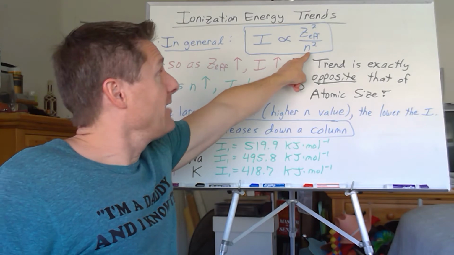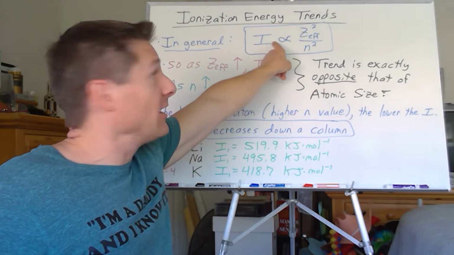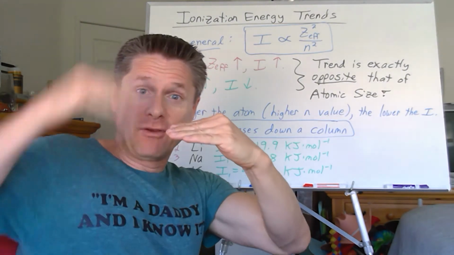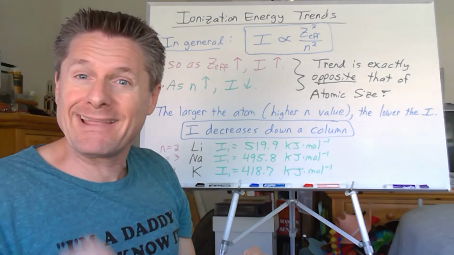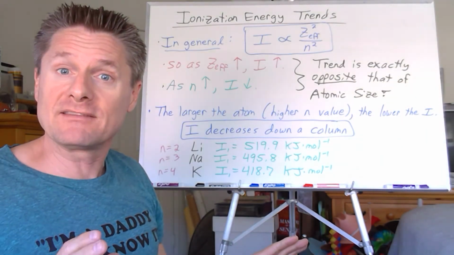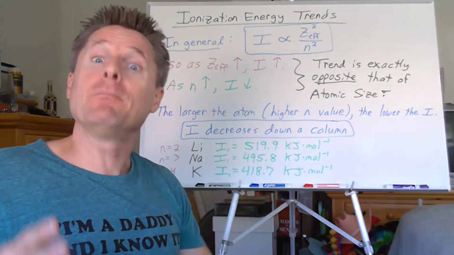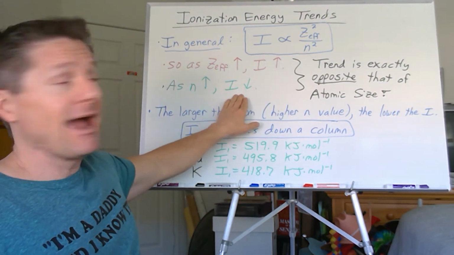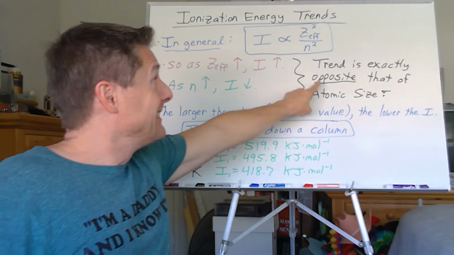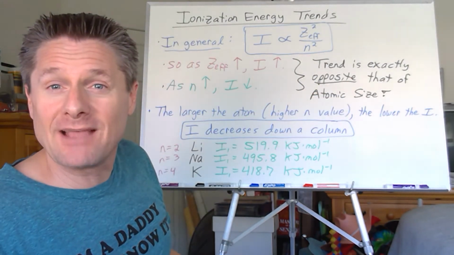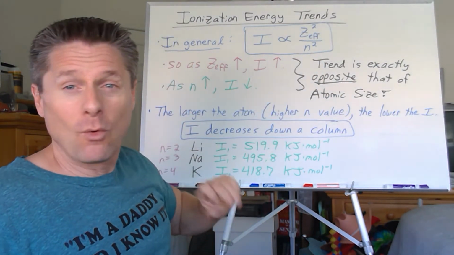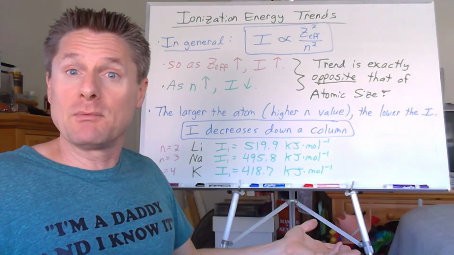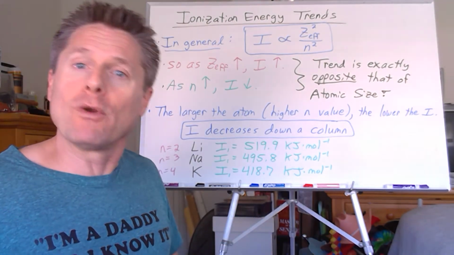And then since the N value is in the denominator, the larger the N value, the smaller the ionization energy, which means as you get further and further away from the nucleus, it gets easier to pick that electron off because it's further from the nucleus, right? Which means the bigger the atom, the lower the ionization energy. So as N increases dramatically, ionization energy decreases, okay? This is exactly the opposite trend of atomic size. So you can look at it mathematically, or you can look at it qualitatively: the further from the nucleus, the easier it is to remove. So the bigger the atom, the lower the ionization energy.